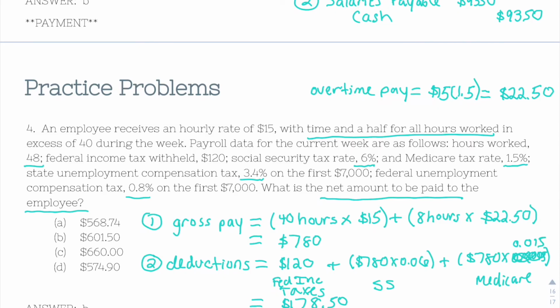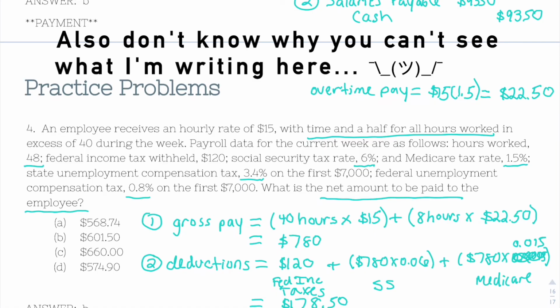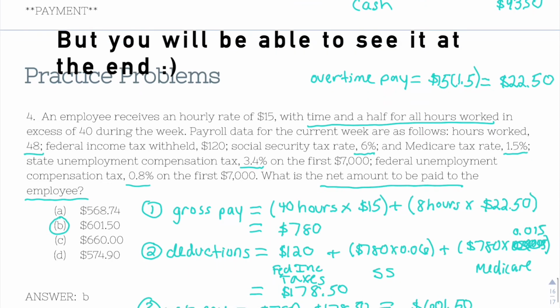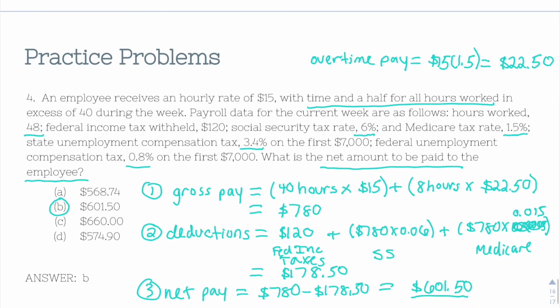So our net pay is going to be our gross pay of $780 minus our deductions of $178.50, which equals $601.50, and that is going to be B. So, kind of a long problem, but it makes sense intuitively.